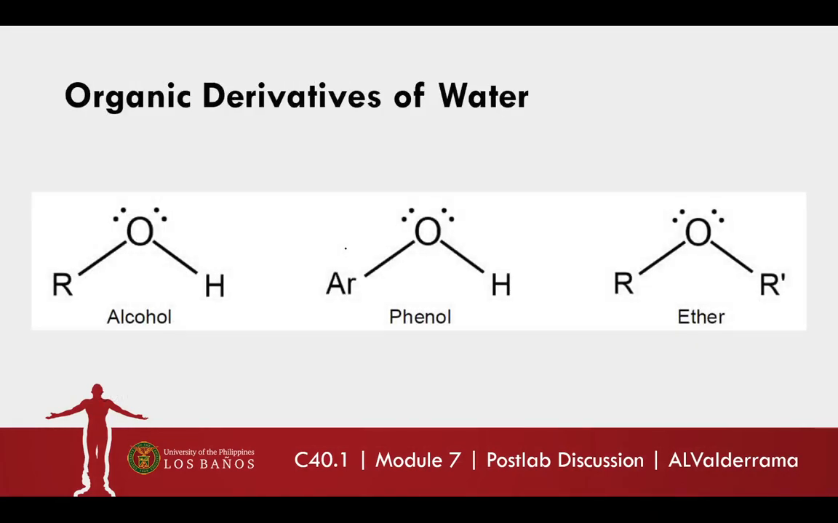So yung ating organic derivatives of water is your alcohol, phenol, and ether. So why is it called again as derivative of water? So basically we have water. So naging derivative siya of water because nare-replace natin yung hydrogen attached to your water. So in alcohol, pinalitan natin siya ng R group. That's why it became alcohol. For phenol, it became phenol because we have attached an aryl group instead of hydrogen. And for ether, we have attached two different or same R groups in replacement to your two hydrogens attached in your water.